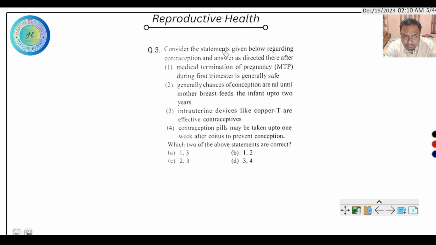Consider the statement given below regarding contraception. Contraception means to decrease or prevent pregnancy. An answer is directed thereafter. Medical termination of pregnancy during the first trimester is generally safe.